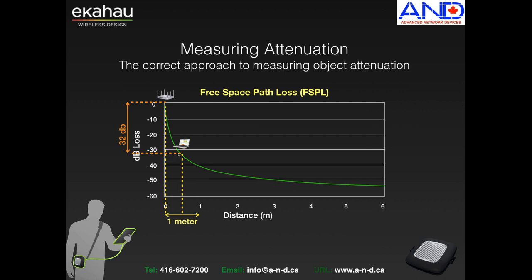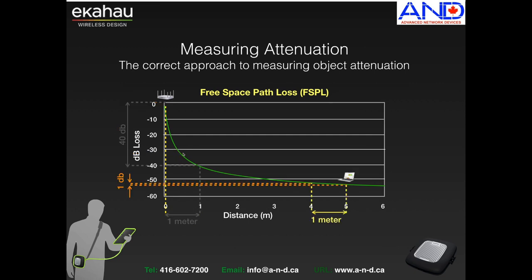Therefore, this will not give us a very accurate reading because we really don't know the exact location that we are at, and that's where the signal gets attenuated the most. Now, if we go further down the line and if we make our measurement 4 to 5 meters away, we can see that any variation within the same 1 meter range will have only a 1 dB variance, which is significant between the transmitter and the receiver.